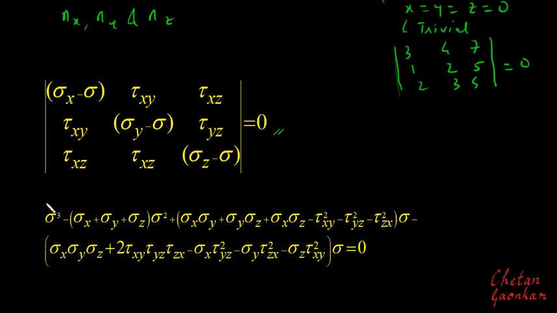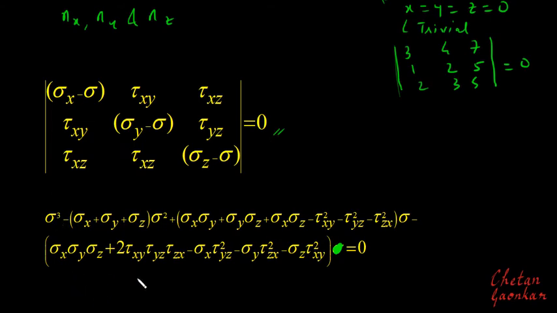I will get a cubic equation, and this cubic equation is in sigma, right? Because here we have sigma cube, here some terms times sigma square, some terms times sigma, minus some constant, equal to 0. This is the equation which we get after expanding this determinant. Since this is a cubic equation in sigma, the solution to this equation will be the three roots of sigma.